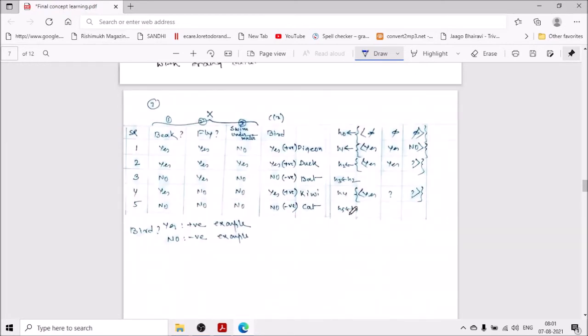Okay, we can see one example. Suppose we have training data, say 5 data are there, and here the attributes are beak. Suppose assume it's a bird. So this is nothing but our beak. Fly, whether it can fly or not, or underwater swim, whether the bird can swim underwater or not.